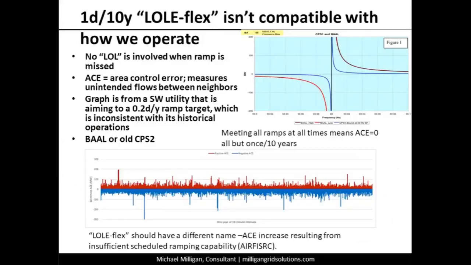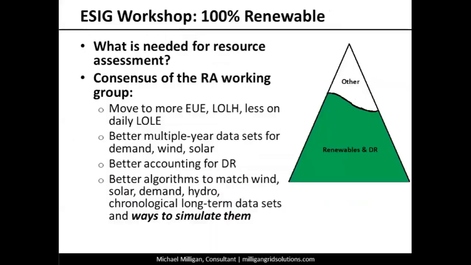But I do want to point out there's some danger with using concepts like a loss of load expectation for flexibility on ramping. If we take a 0.1 per year or 1 per 10 years event, we're essentially saying that ACE has got to be zero every 10-minute period except for one over a 10-year period, and I think that's pretty unlikely.